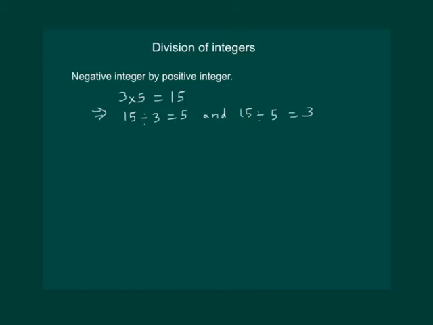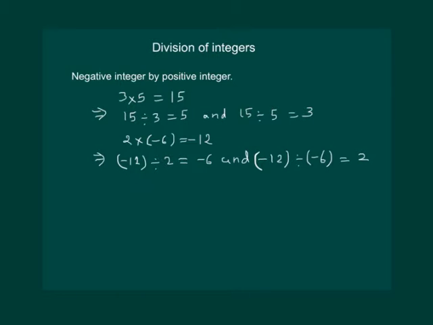We have already learned multiplication of integers. Let us take up an example. If we have 2 into minus 6, our answer is minus 12. This would imply that minus 12 divided by 2 is equal to minus 6, and minus 12 divided by minus 6 is equal to 2.